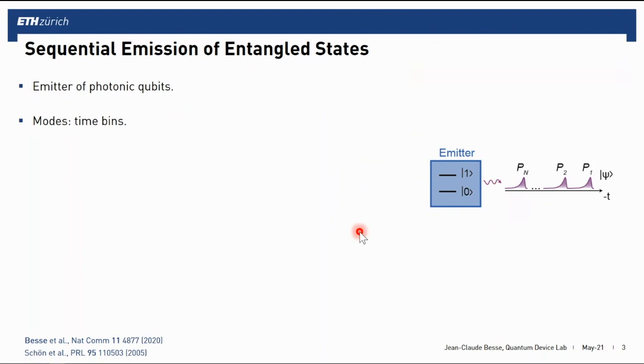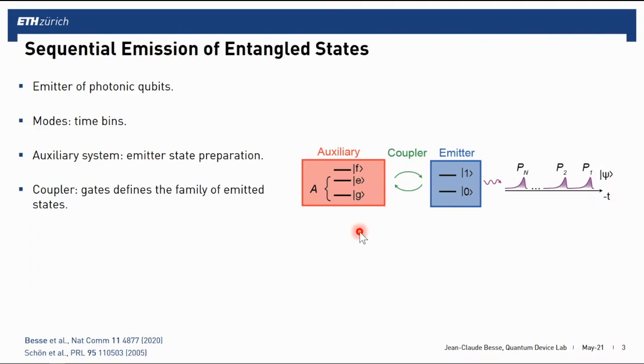In order to prepare the emitter at the right time, in the right state, we couple it to an auxiliary system. Our auxiliary system has three levels in our case, levels G, E, and F. And we define a coupler that allows us to prepare the right states. Here I would like to emphasize that everything I show today has just two stationary transmon qubits, but can in principle emit a very large number of itinerant photonic qubits.